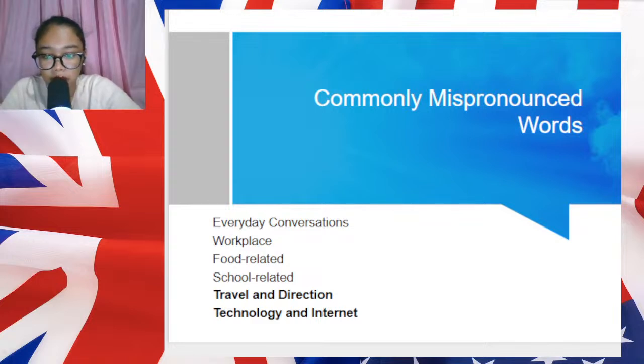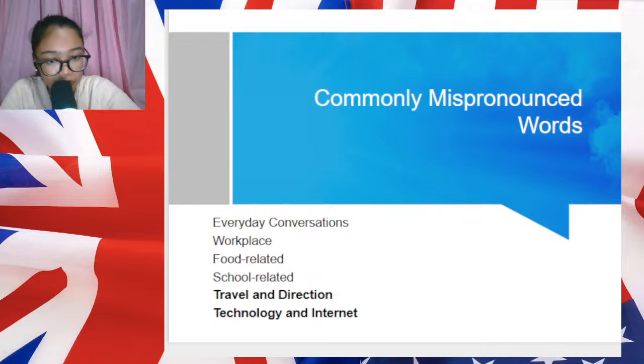Under commonly mispronounced words, we've talked about different contexts. First session, we had everyday conversations in the workplace. For the second session, we had words that are related to food as well as school. And for today's session, we focused on travel and direction words and technology and internet words. Now again, all of this just to sound more natural requires consistent practice.